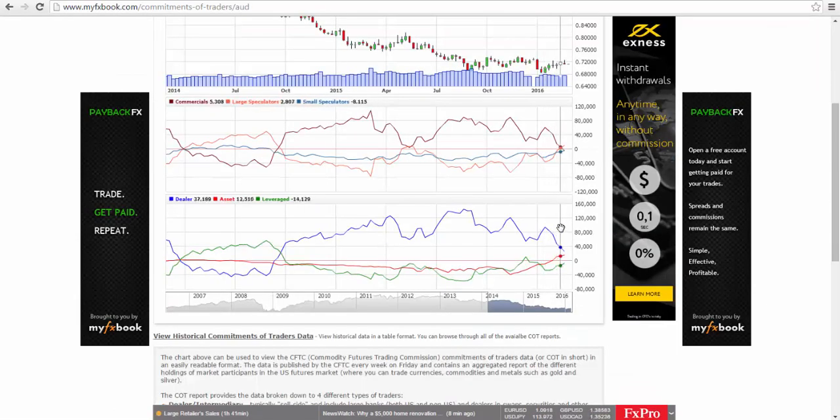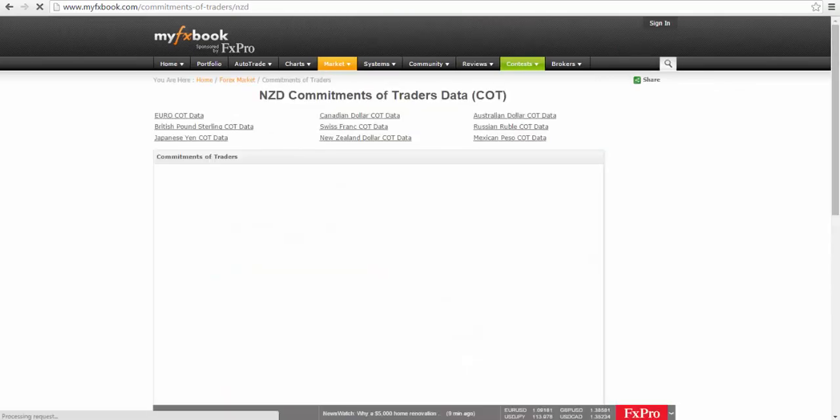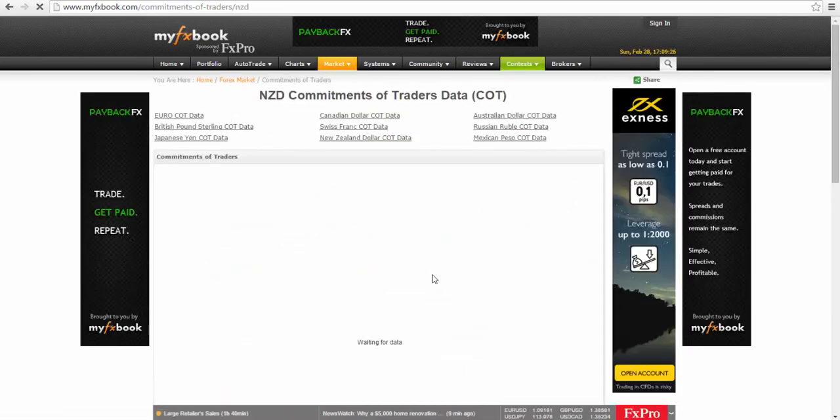For Australian dollar, we have seen the leveraged money short positions decreasing, which would point to an uptick in Australian US dollar. We have actually seen a cross of asset manager positions, which have actually gone long for Australian dollar, and we are seeing a decrease in the leveraged money short positions, which would point to a stronger Australian dollar.